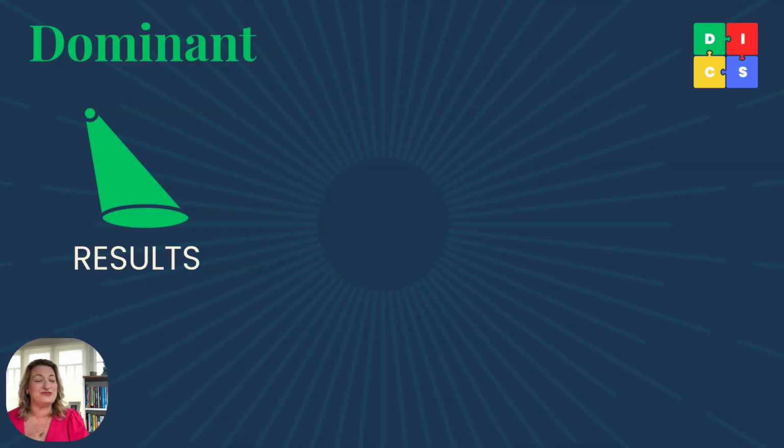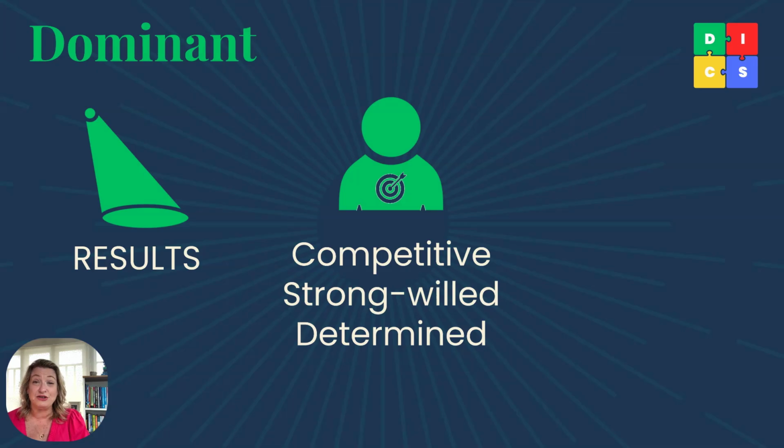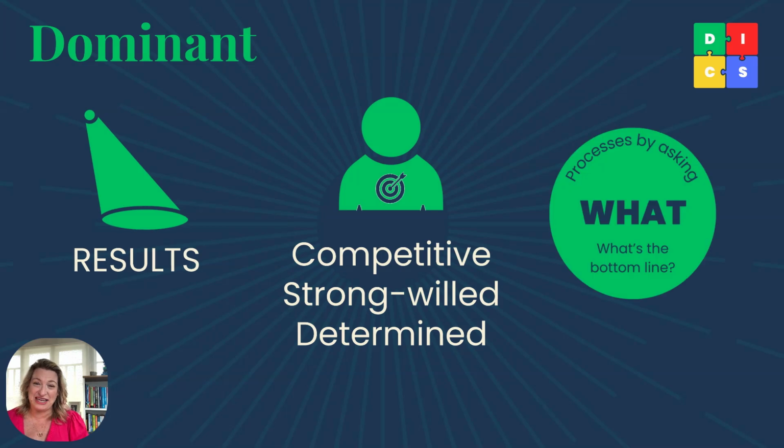Our D style is results focused. They are impatient with details and steps. They just go for it and get things done. They are competitive, determined, and strong willed. Sometimes our D style will state their own opinions as facts. They are that confident and they're usually pretty sure that they're right. The D behavioral energy processes by being interested in the question, what? They're focused on outcomes, so they think, what are the facts? What are the results?